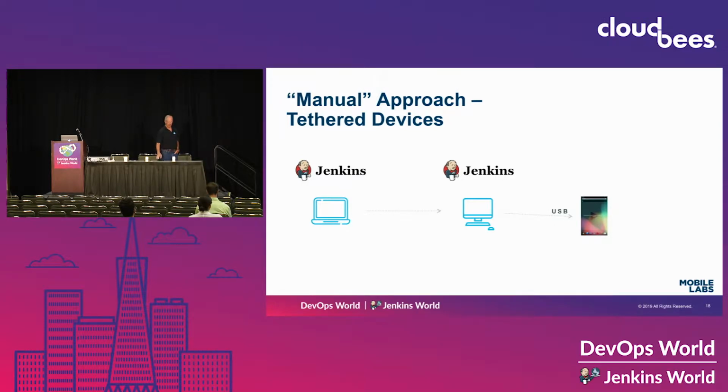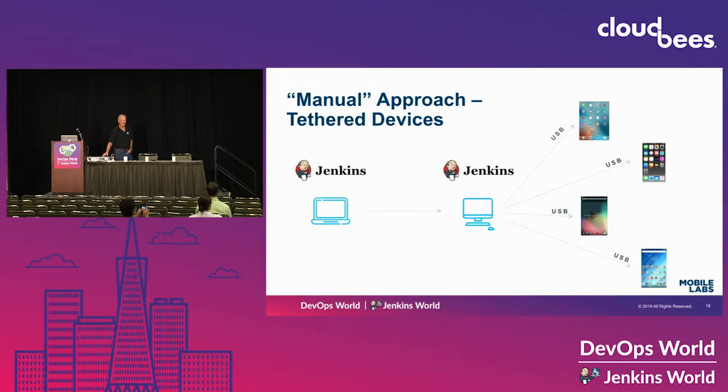You have to have it there. And then, that's one. What if you want to do more than one? All right, so now you do it like this. Well, these boxes have a limited number of USB ports, right? So you can run into constraints there. So what are you going to do? Set up a farm of boxes and deploy.